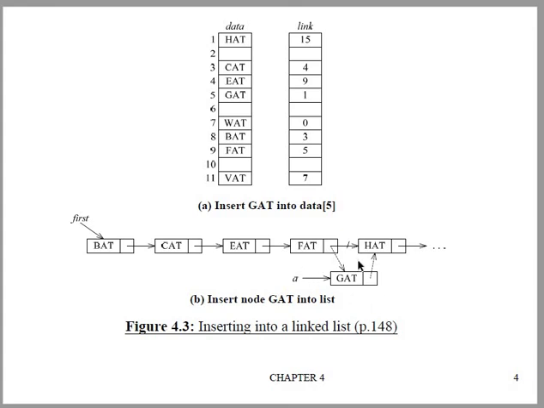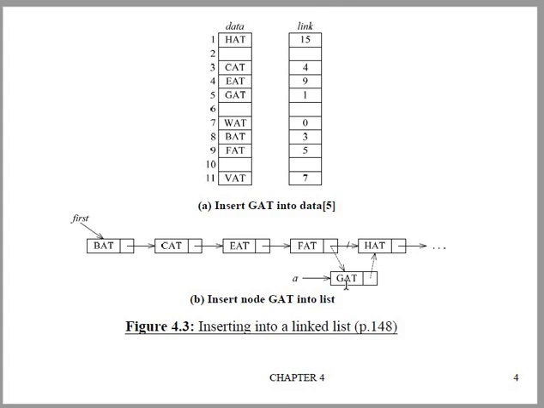So here, if you see the linked list, the first pointer is pointing to bat. Then after bat, cat is there, then eat is there, then fat is there. After fat, hat is there. But in between the data nodes fat and hat, we want to insert a node with the data gat.